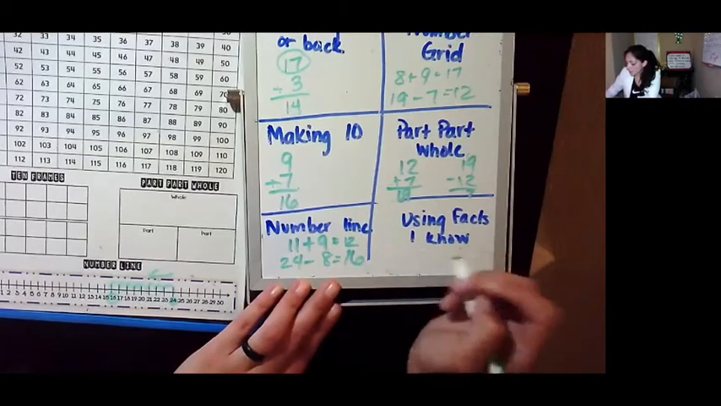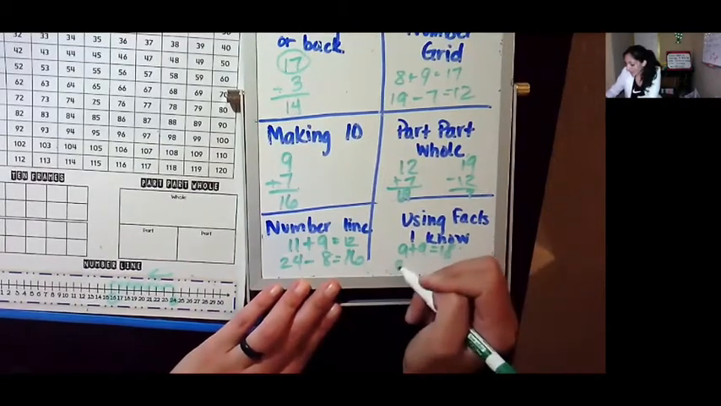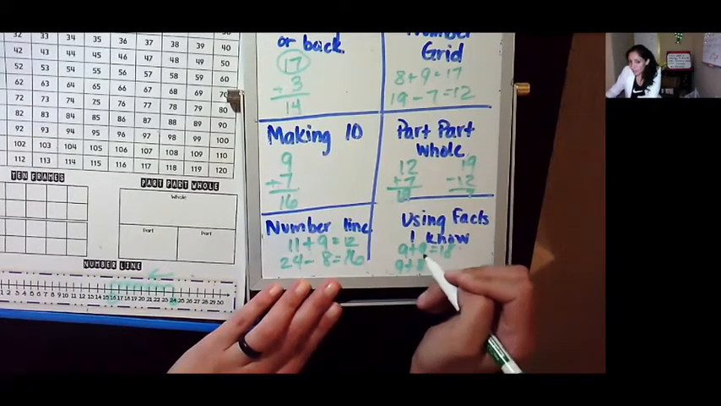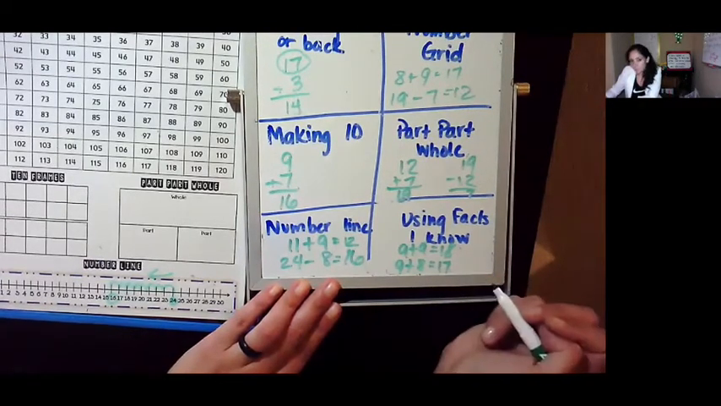And that also works the opposite direction. If I already know that 9 plus 9 is 18, 9 plus 8, 1 less than 9, means our answer should be 1 less than 18, which would be 17.